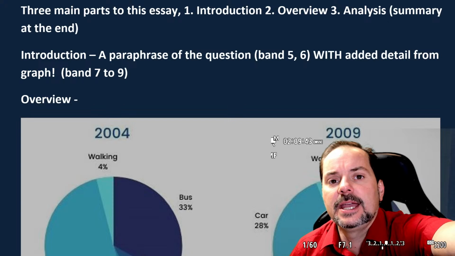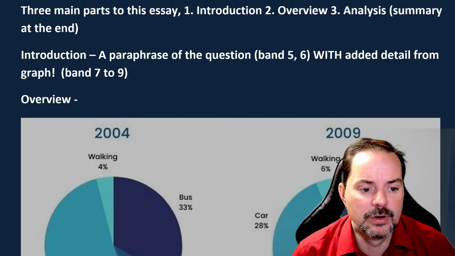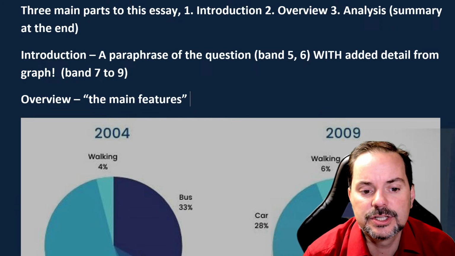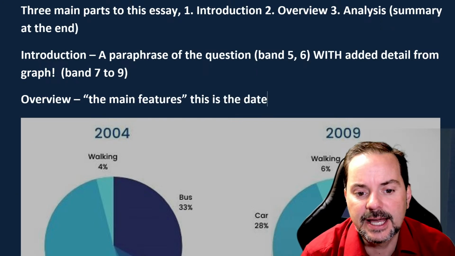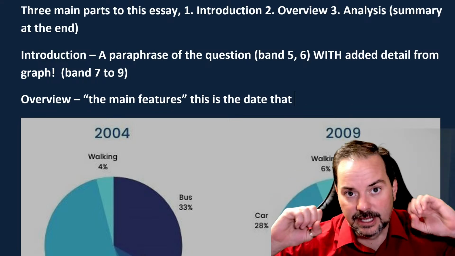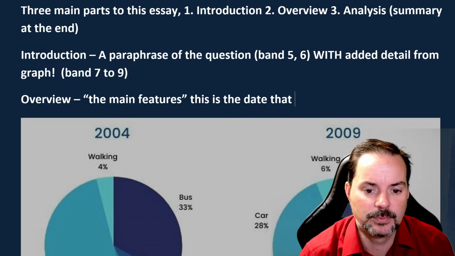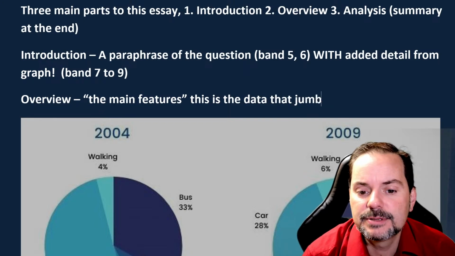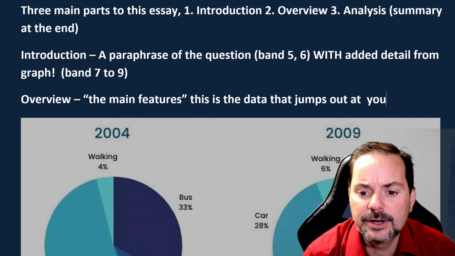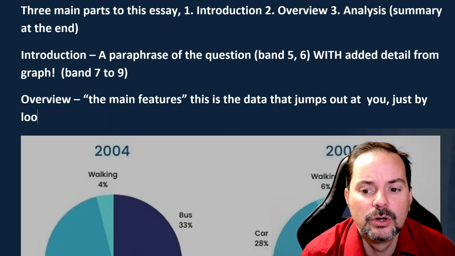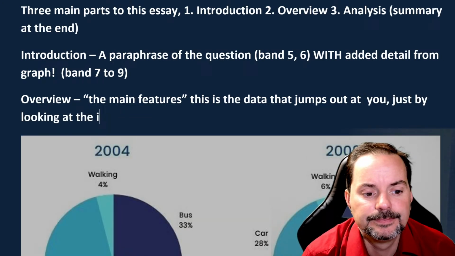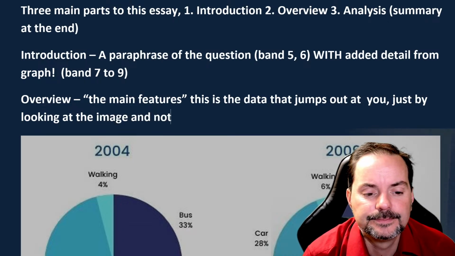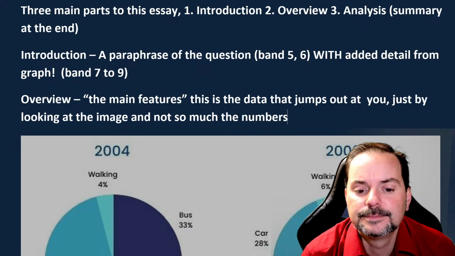It says, what are the main features of the graph, right? So think about this as the main features. This is the data that kind of jumps out at you. It's like, bang, there you go. This is the data that jumps out at you just by looking at the image and not so much the numbers.